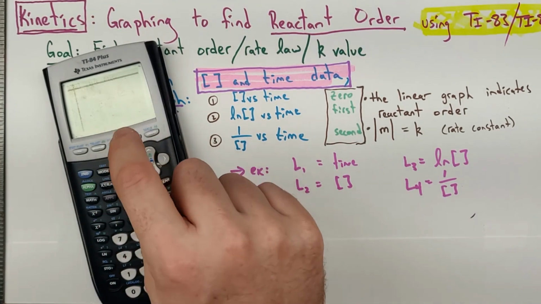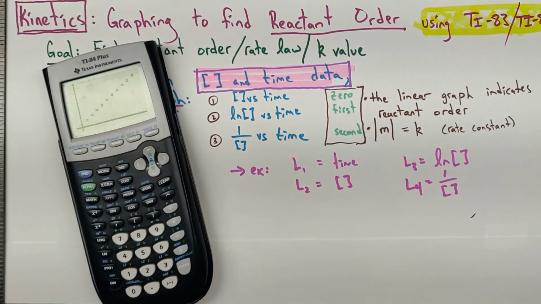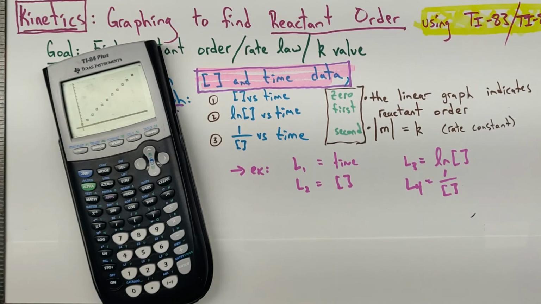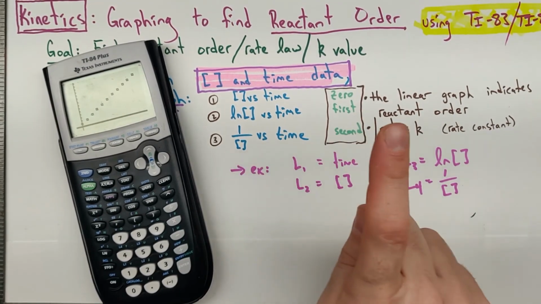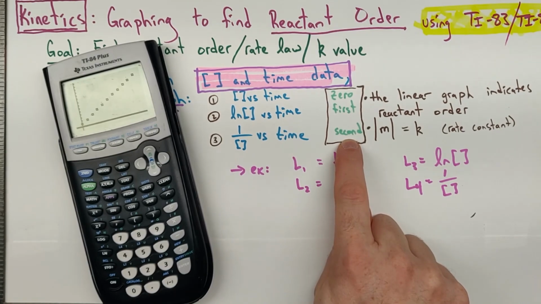Go over to the graph, zoom 9. That looks very straight. All right. So what have we determined here? Well, we have determined that the linear graph is 1 over concentration versus time, and that is second order with respect to that reactant.